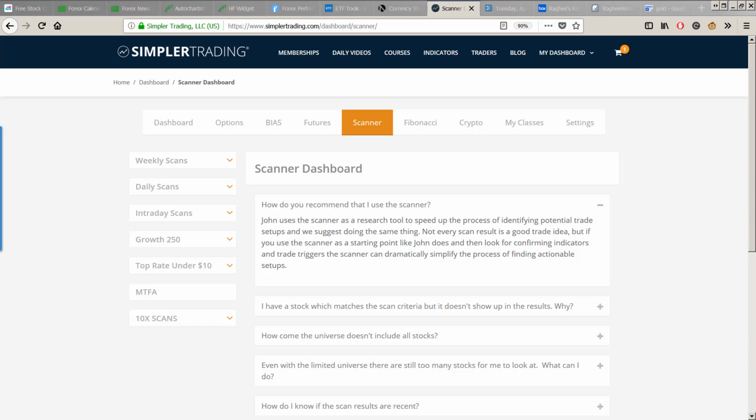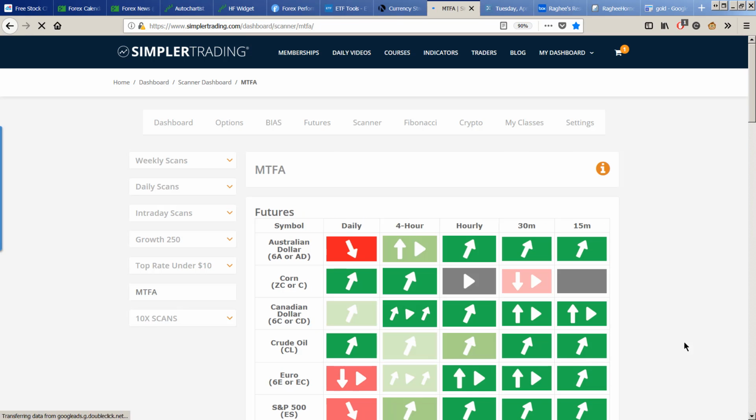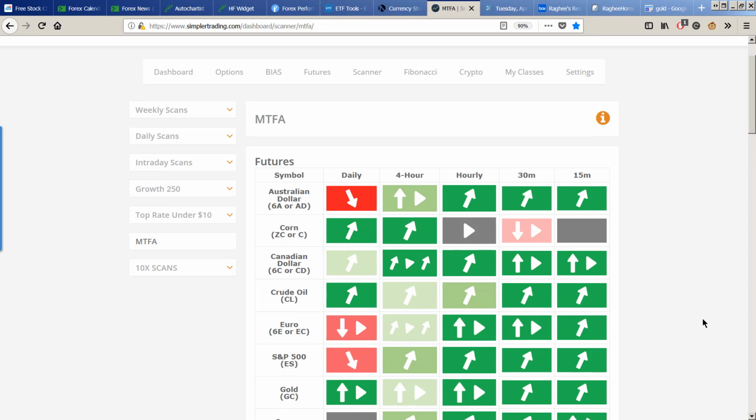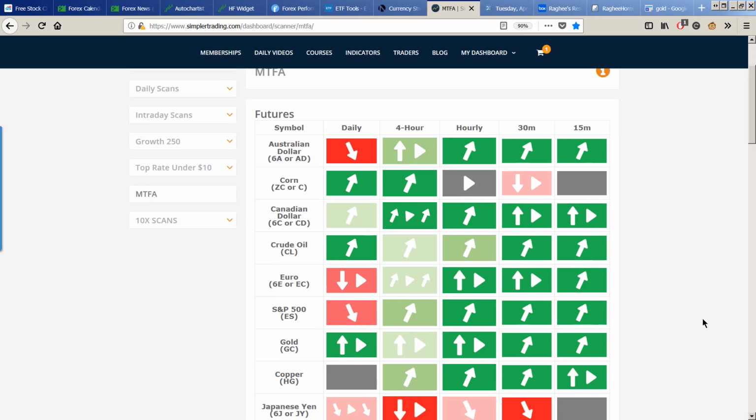about the Simpler Trading Scanner. And it's my favorite section, and if this were the only section in the scanner, for me, it would be enough. And it's the color-coded, easy to read, simple to scan MTFA scanner. That's the multiple time frame analysis scanner.